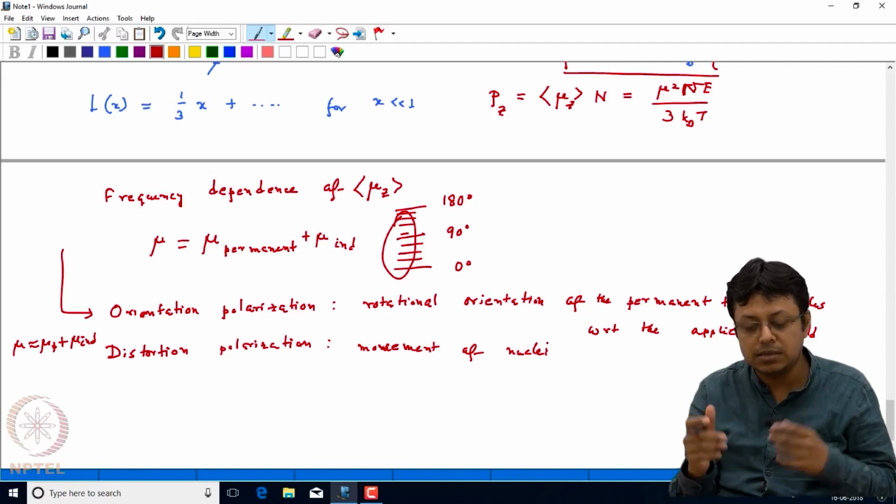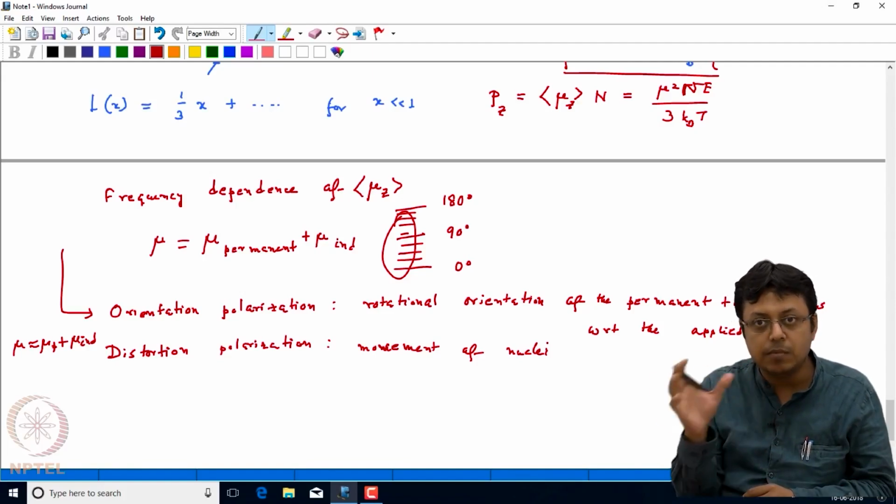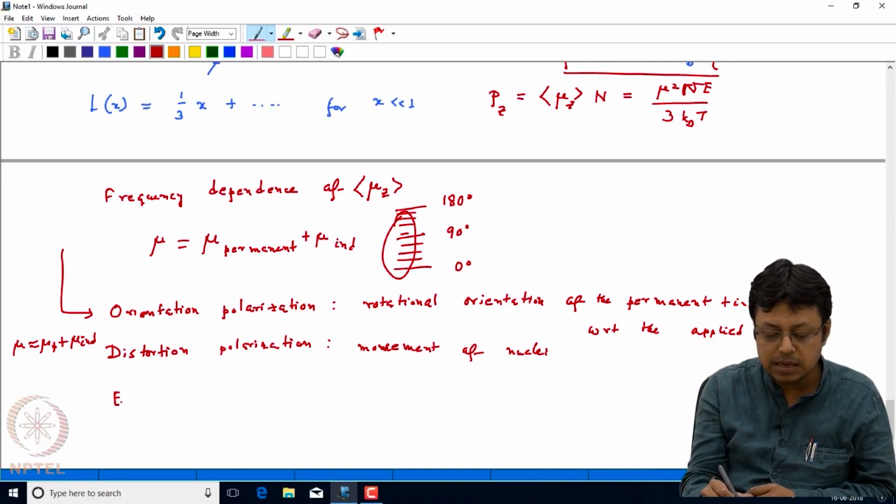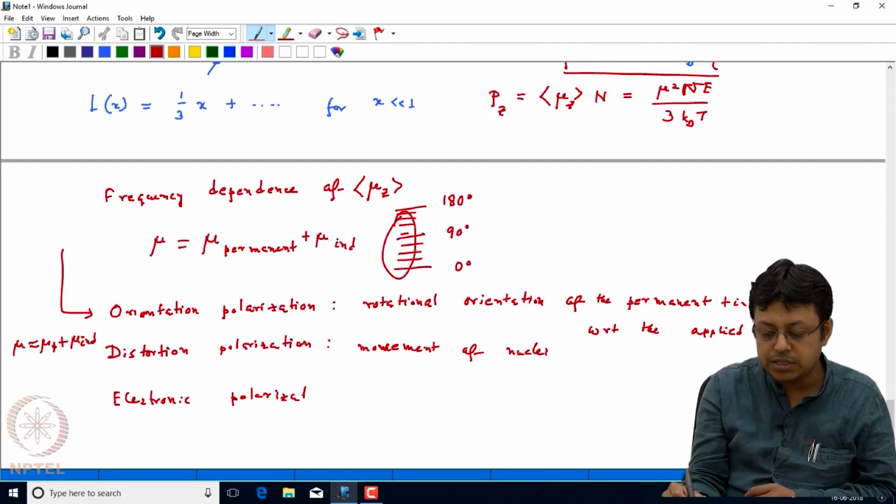So the only polarization that will survive is because of the movement of electrons, because the movement of electrons is very fast. So we'll see basically electronic polarization, which is due to the movement of electrons.